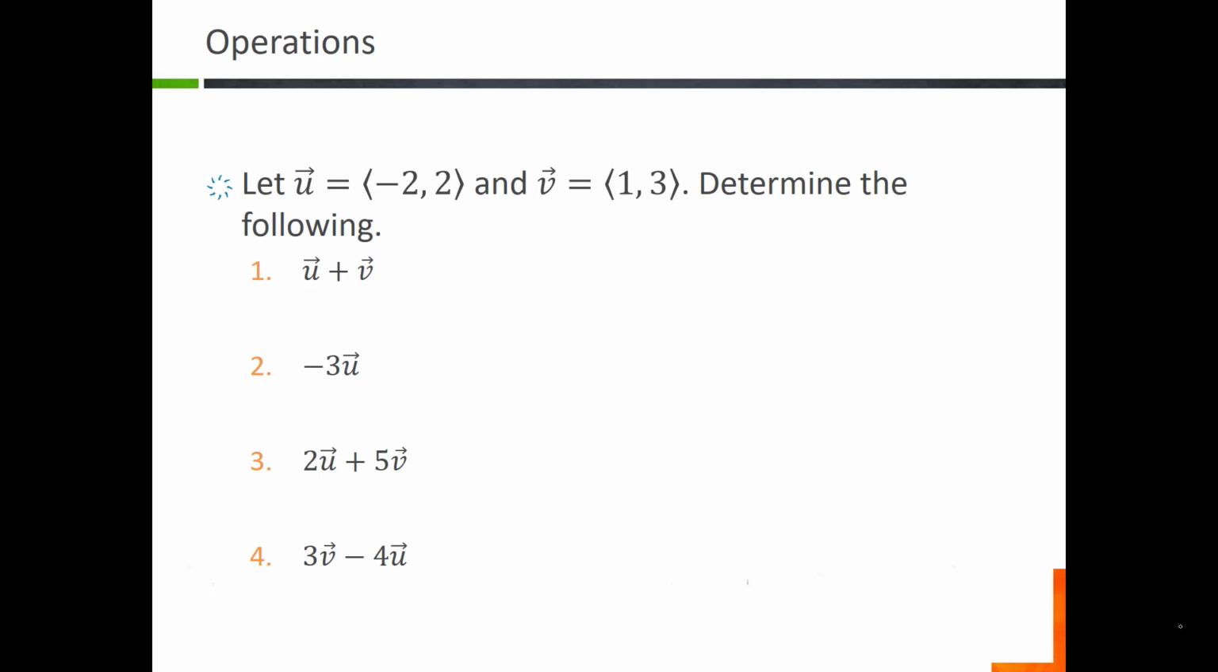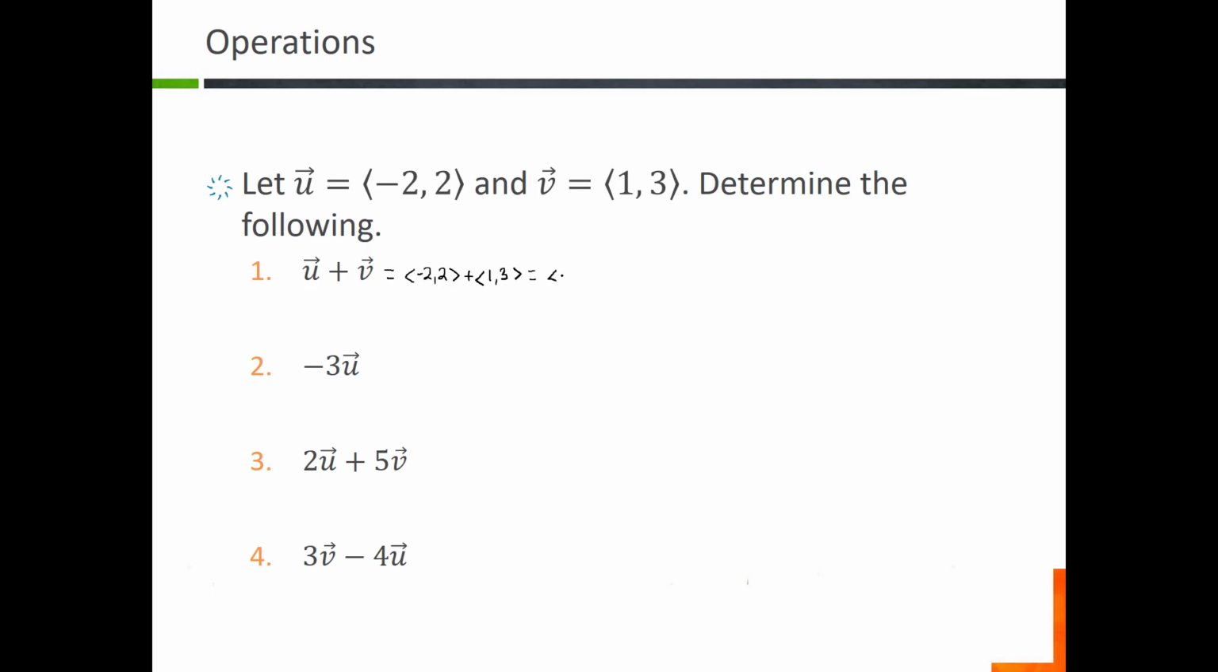So say we have vector u, which is negative 2, 2. And then we have vector v, which is 1, 3. And so first, let's just look at doing u plus v. So to do u plus v, let's first do it with algebra, and then maybe we'll look at just visually what's happening too. So with u plus v, we're going to have negative 2, 2 plus 1, 3.